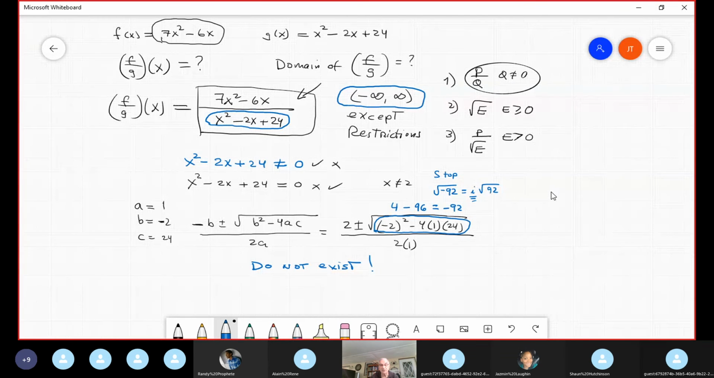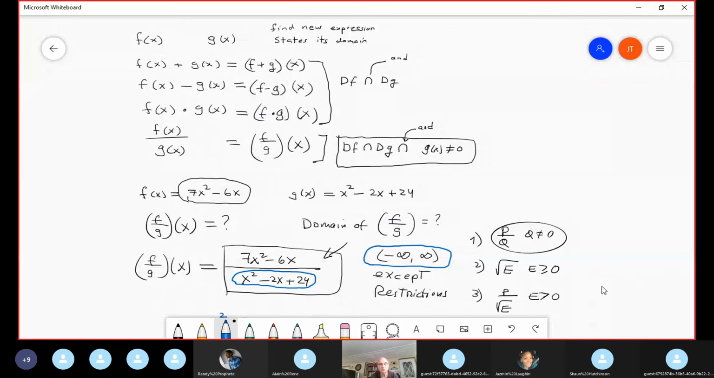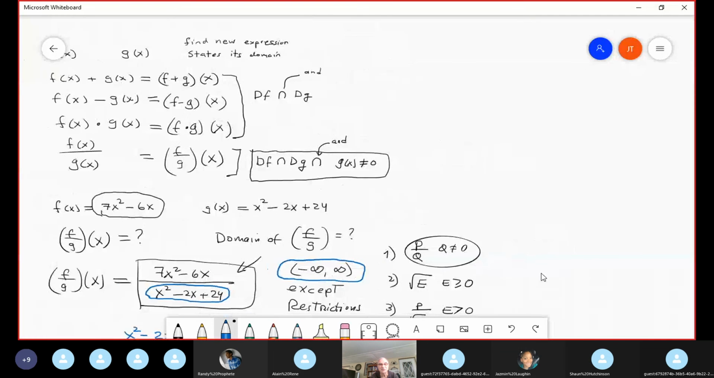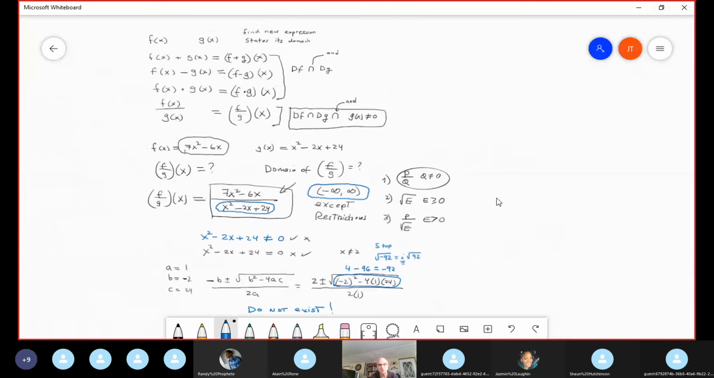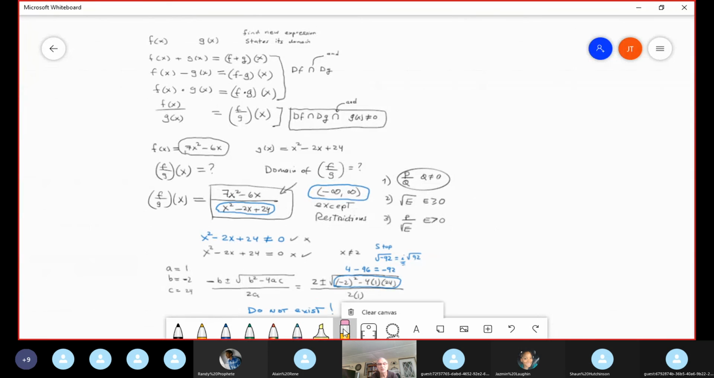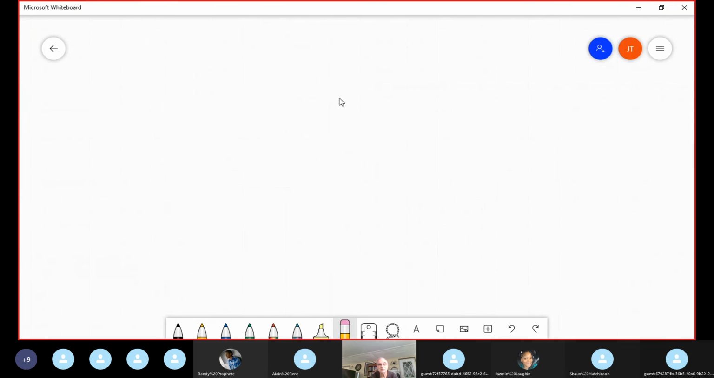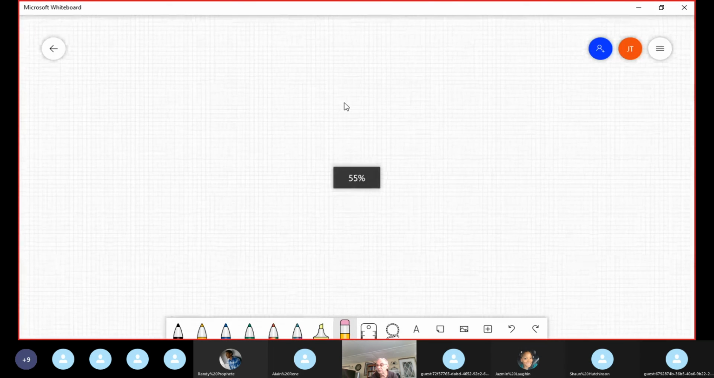Oh no, I forgot to explain composition. Maybe? I explained addition, subtraction, multiplication, and division. Composition is a little bit different. Okay, composition. Let me explain composition. Let me erase the board. What is the idea behind composition? Suppose we have two functions.